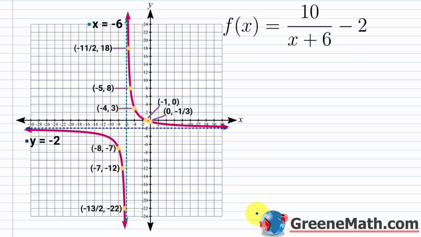All right, let's come down to our graph. So we have f of x equals 10 over x plus 6, and then minus 2. So just thinking about this, we have our points, so negative 11 over 2, 18. That's this right there. Negative 5, 8. This is negative 4, 3. Negative 1, 0.